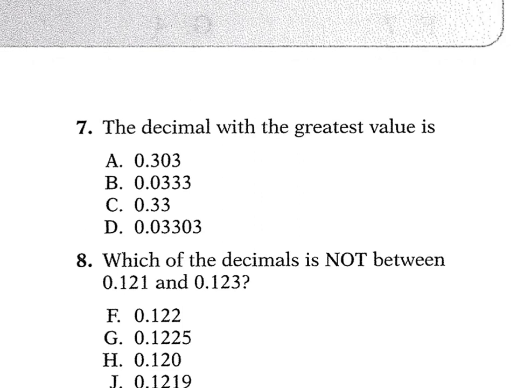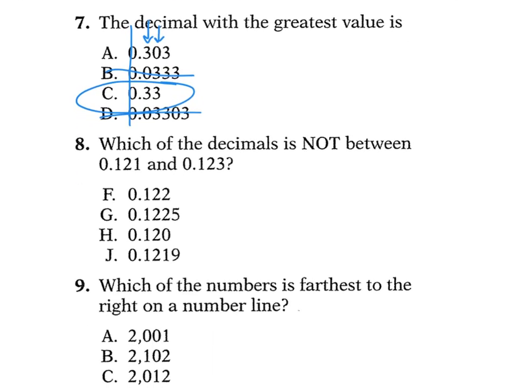Number 7, the decimal with the greatest value is, so here we can do our trick where we line them all up and go by column. So these are all zeros, they're all the same. Next, we look at the second column. So we have 2 that have 3's and 2 that have 0's. 3 is bigger than 0, so we can cross out our zeros. Next, we look at our third column, which this A has a 0, C has a 3. So 3 is bigger than 0, so our greatest value is going to be the answer choice C.